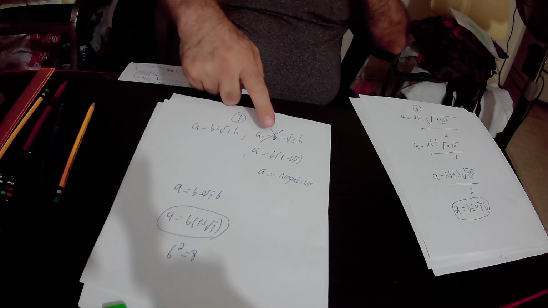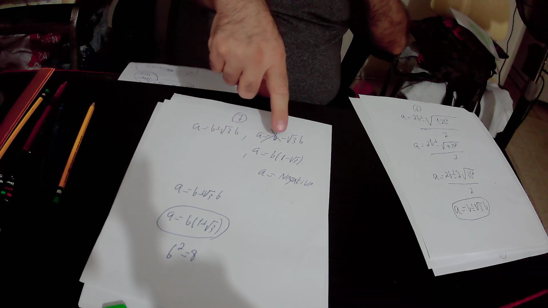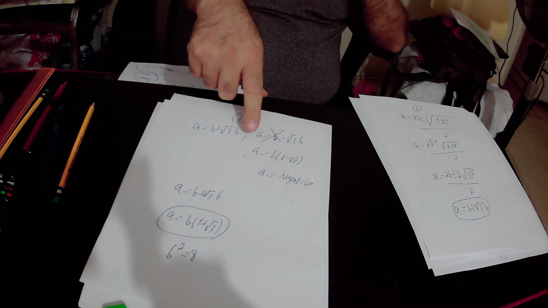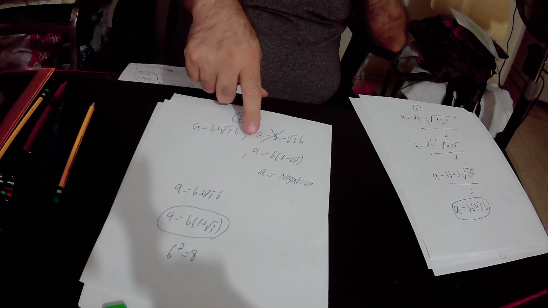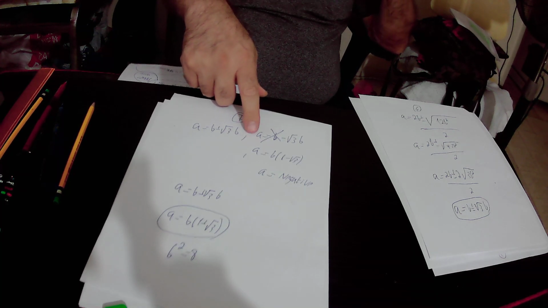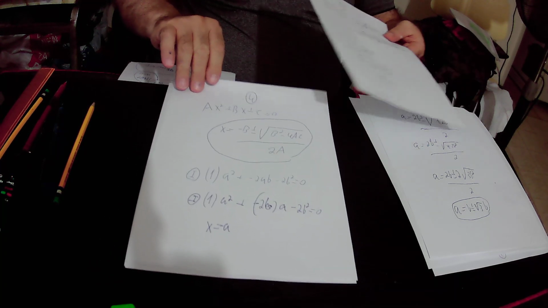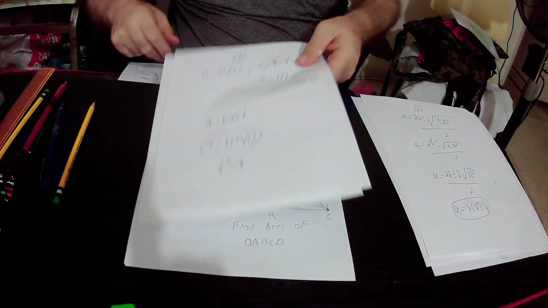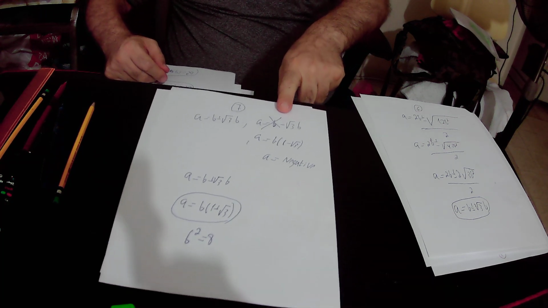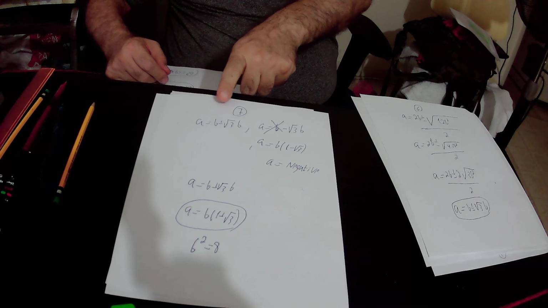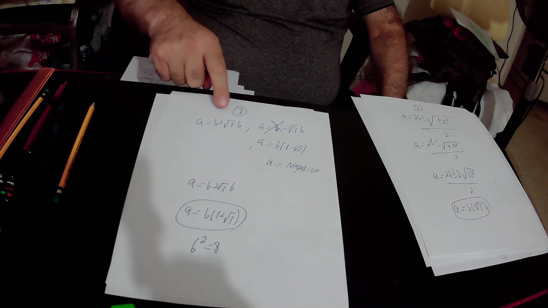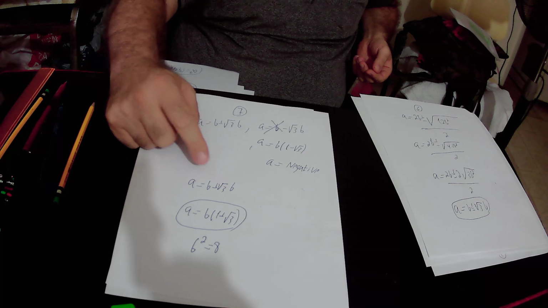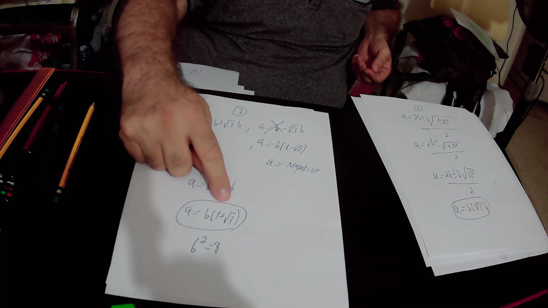If we take here a common factor b, we get that a equals b times 1 minus root 3. 1 minus root 3 is a negative number. So in this solution, a is a negative number, and it is not possible because a is the side of the green square, and a side is always positive. So this solution is not correct, and the only solution that is left is that a equals b plus root 3 b. Here we take a common factor b out, and we get that a equals b times 1 plus root 3.